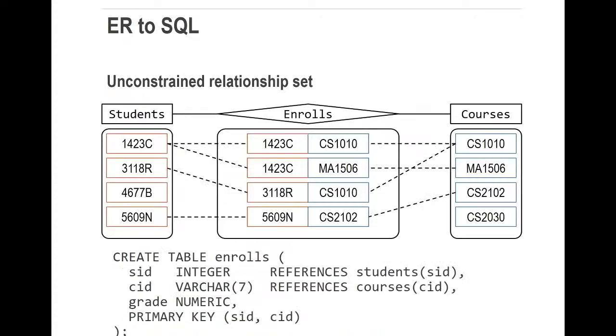Okay. For a relationship, for unconstrained relationship, then the primary key is just the primary key of the entities that are involved. Okay. So if it has additional attributes like this, grade, you put that as an additional column.